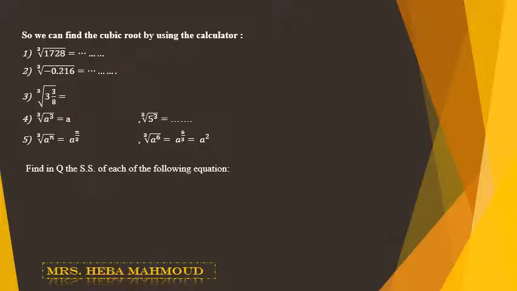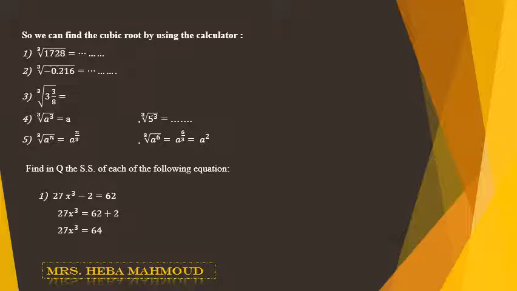Find in Q, where Q is the rational numbers, the solution set of the following equation. Number 1, 27x to the power 3 minus 2 equals 62. First, we will move the minus 2 to the other side by changing the sign, so it will be plus 2. So the equation will be 27x to the power 3 equals 62 plus 2. So 27x to the power 3 equals 64.